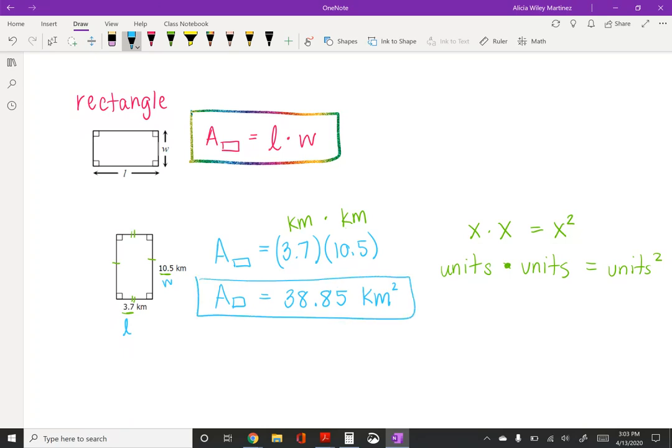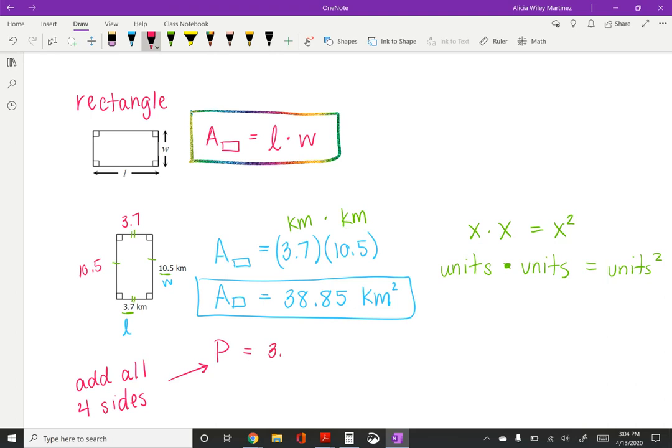Now, if you wanted to find the perimeter, remember, a perimeter is the length of all the sides of the whole entire object. But remember, we have four sides here. So when we go to find perimeter, we have to take into account that this side is also 10.5, and this side is also 3.7, because opposite sides in a rectangle are congruent. So for the perimeter, you're going to add all four sides. And you can do that a couple different ways.